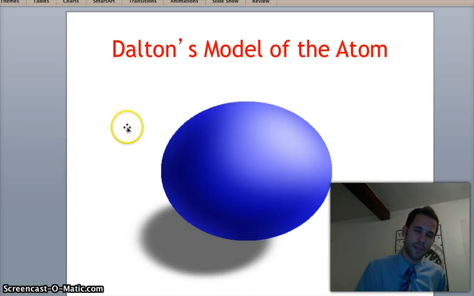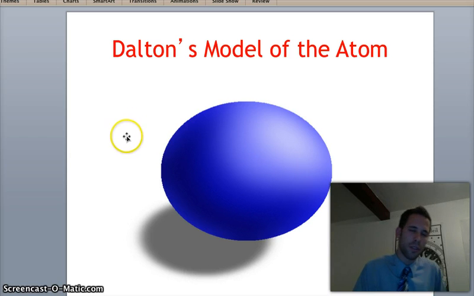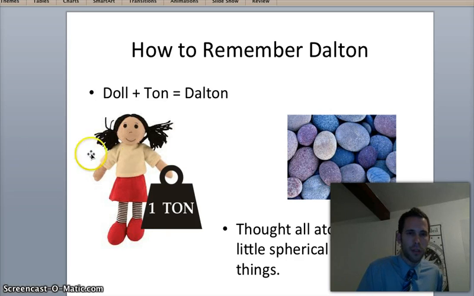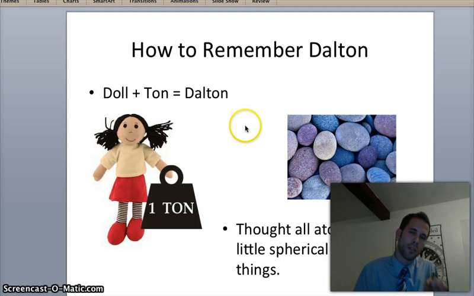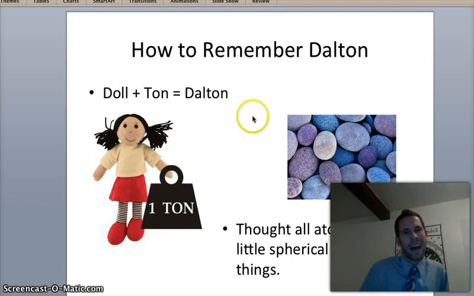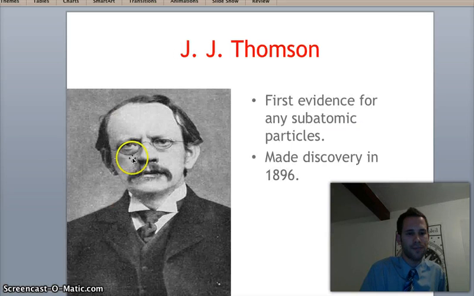Next up we have Dalton. And Dalton's model of the atom was single indivisible units. Now, Dalton essentially thought that all these little tiny spherical rock-like things made up the entire universe. And he is the first one to really propose the atom as we think of it today. Now, a nice little mnemonic to help you remember Dalton: some little rocks, just to keep that going.